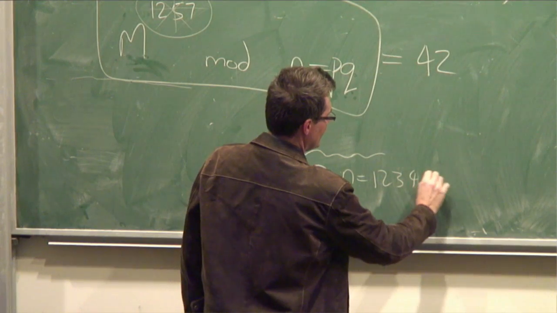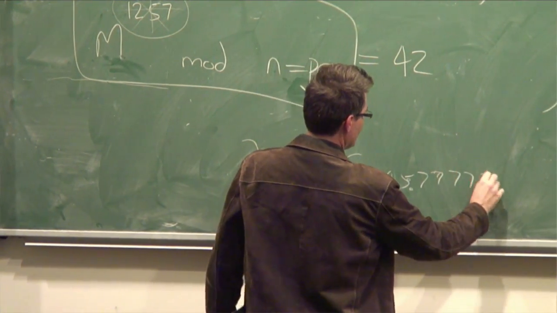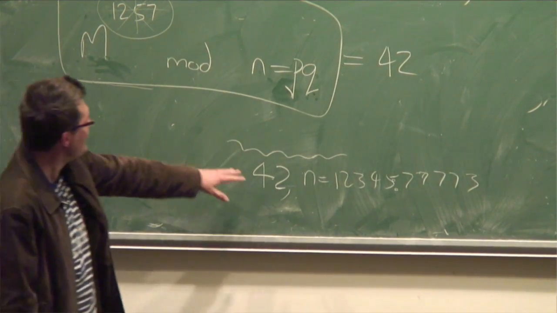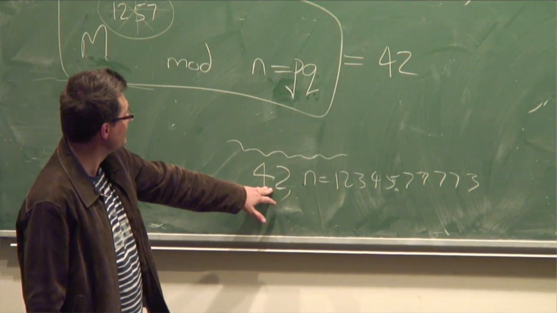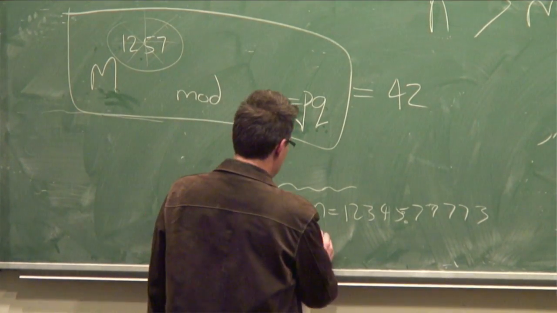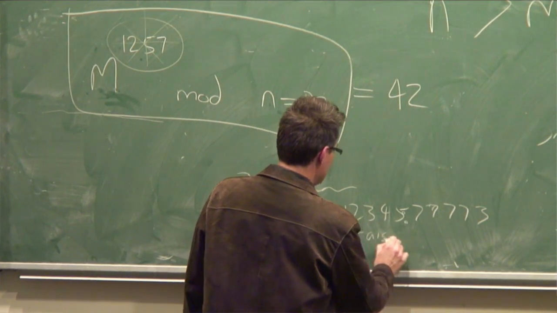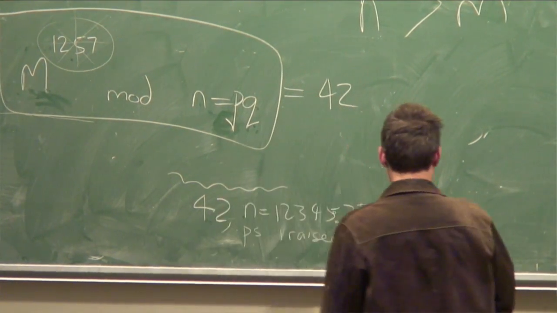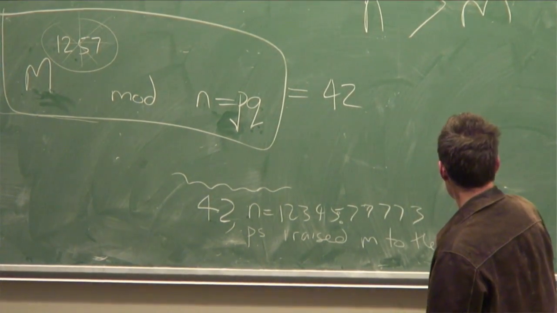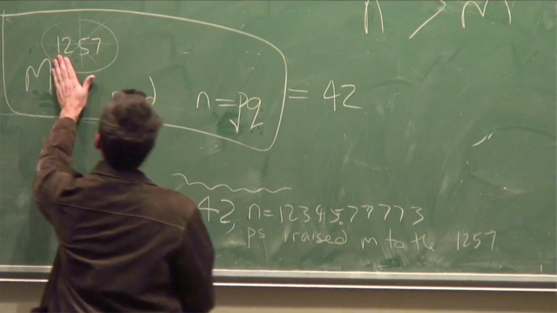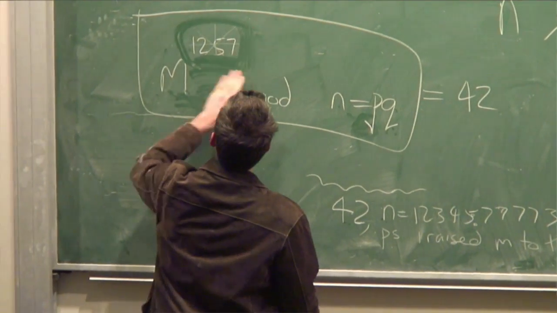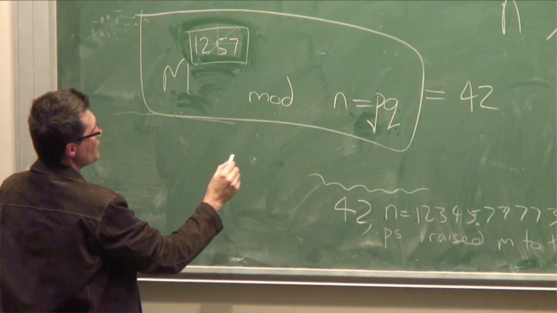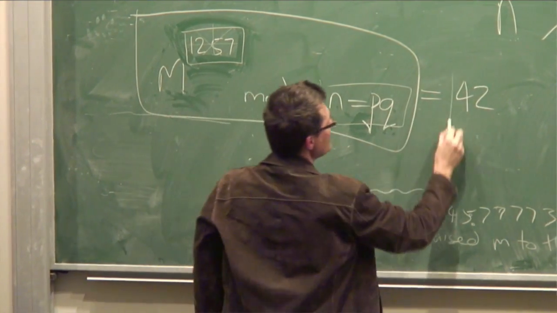whatever it was, 3, 4, 5, 6, 7, 7, 7, 3. Is that all right? It's probably divisible by 3 or something stupid like that. But okay, so I'm going to tell everyone n. I'm going to tell everyone the answer is 42. I'm only going to say, P.S. I raised m to the 1,257. So what am I telling everyone? I'm telling everyone, actually not discrete log anymore, I'm telling everyone the power I raise it to, and I'm telling everyone what I'm modding it by, and I'm telling everyone what the answer is.